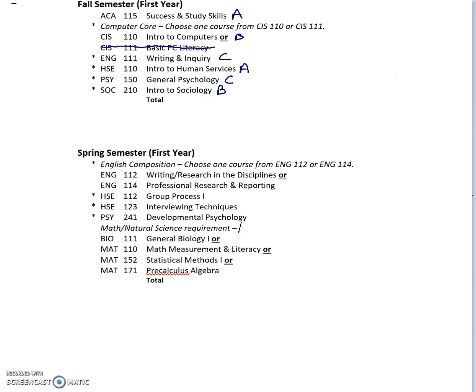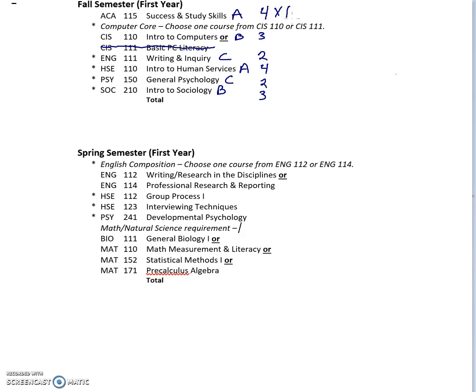The next step is to assign quality points for each of the letter grades. You will recall for an A you receive 4 quality points, for a B you receive 3 quality points, for a C you receive 2 quality points. You then multiply the quality points by the credit hours.